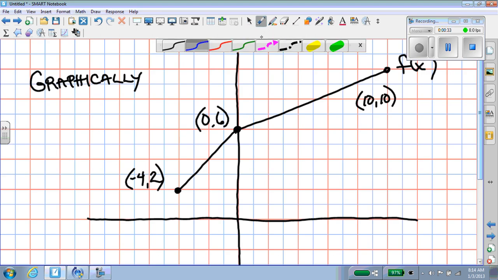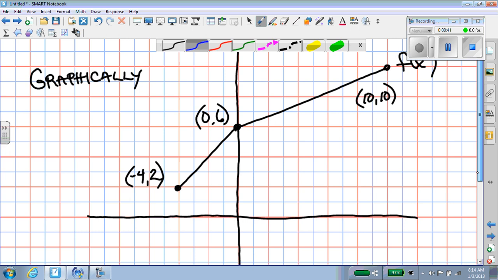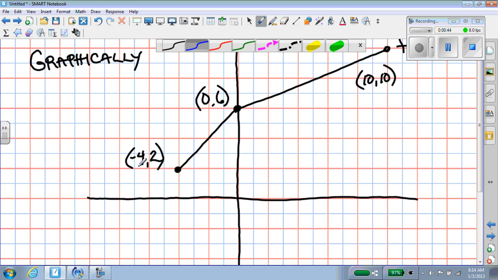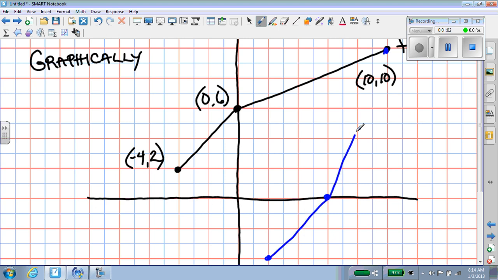Graphically speaking, if I had a function that was this very simple function, and I wanted to show its inverse, I could switch the x's and y's. So (-4, 2) would become (2, -4). (0, 6) would become (6, 0). And (10, 10) would become (10, 10). So the inverse would look like that.